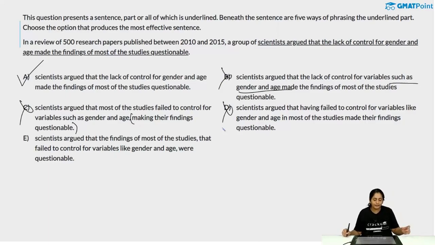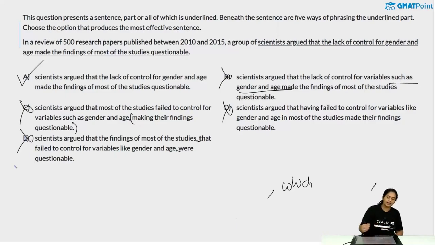Option E: Scientists argued that the findings of most of the studies that failed to control for variables like gender and age were questionable. So it's the phrase that failed to control. If you have that, firstly, you should not have these commas. When you use which failed to control, then you can put which in commas like this. But if you have that, there should be no comma. So just because of that simple grammatical error, I can eliminate option E.